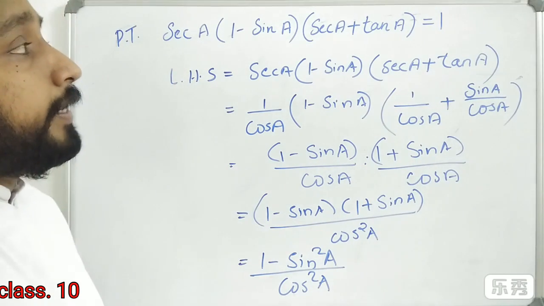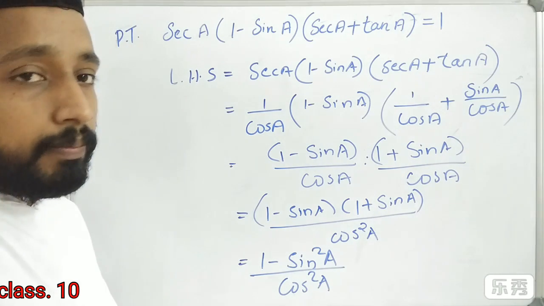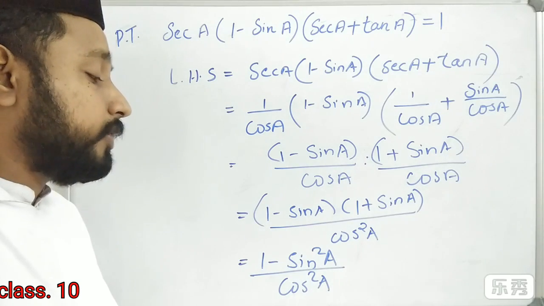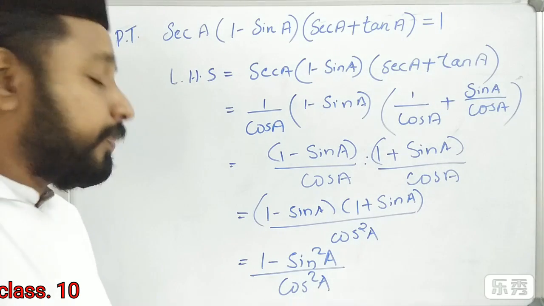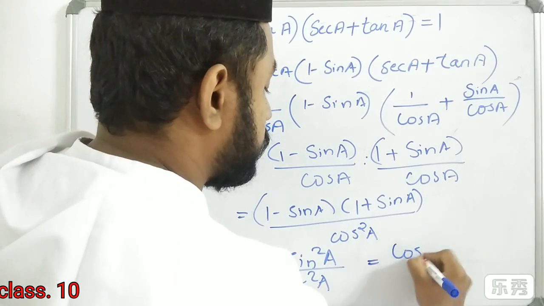We have the identity sin square a plus cos square a is equal to 1, or cos square a is equal to 1 minus sin square a, or sin square a is equal to 1 minus cos square a. Here 1 minus sin square a means cos square a.